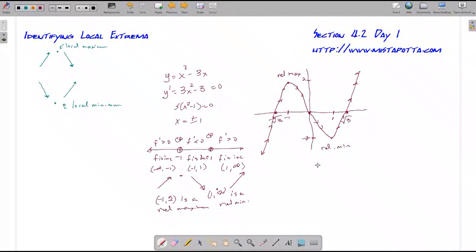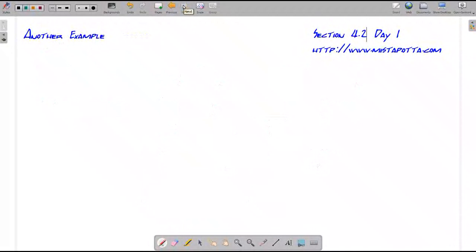So I want to show one more example. Let's take a look at the example y equals x to the 2/3 power. Looking at the derivative, I notice that y prime would be 2/3 x to the negative 1/3, or 2 over 3 times the cubed root of x.